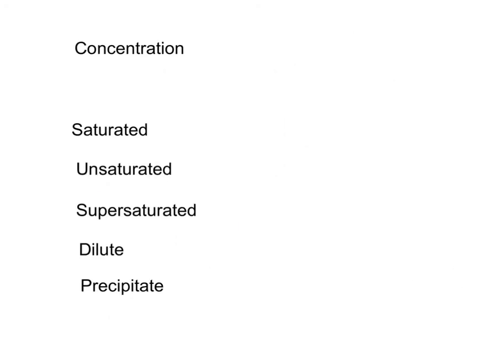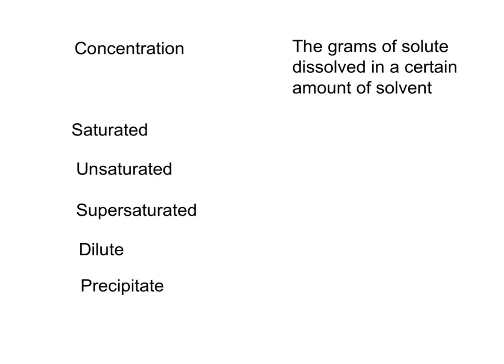Okay, to sum up, let's just go through some of the vocabulary that came up. How would you define the term concentration? Well, I define it like this. Concentration is the grams of solute dissolved in a certain amount of solvent. That amount can be anything you want. Any amount of solute means any amount of solvent. Typically, we ask for concentration in units of either grams per milliliter or grams per 100 milliliters.